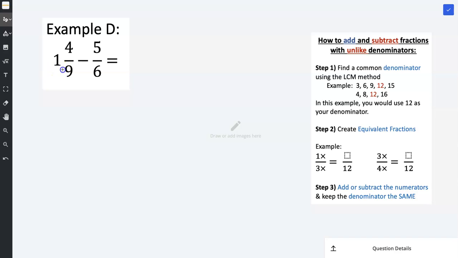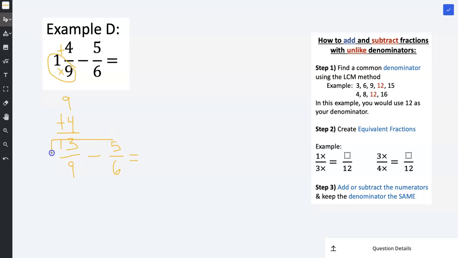Example D, we're finding the difference. Since this is a subtraction problem, I'm going to change this to an improper fraction by multiplying the whole number 1 by the denominator 9. I get 9. Then I add the numerator 4, which gives me 13. The denominator stays the same, so it stays a 9. Oh, we're not adding. What am I doing? We're subtracting 5/6 from 13 ninths.